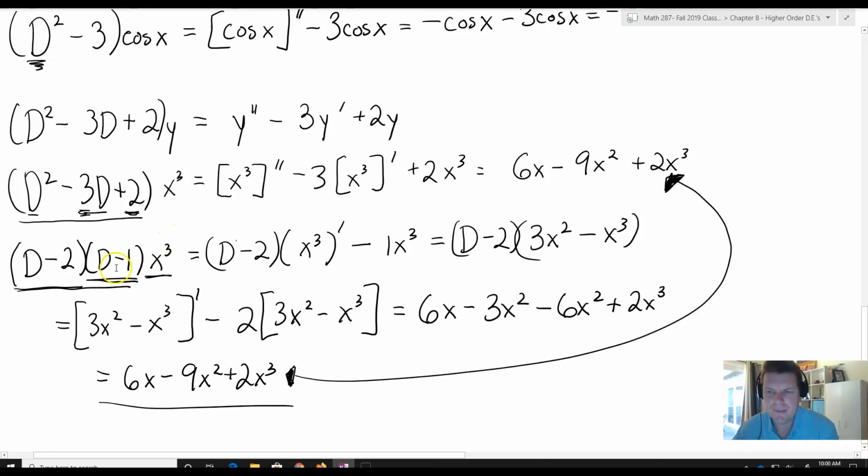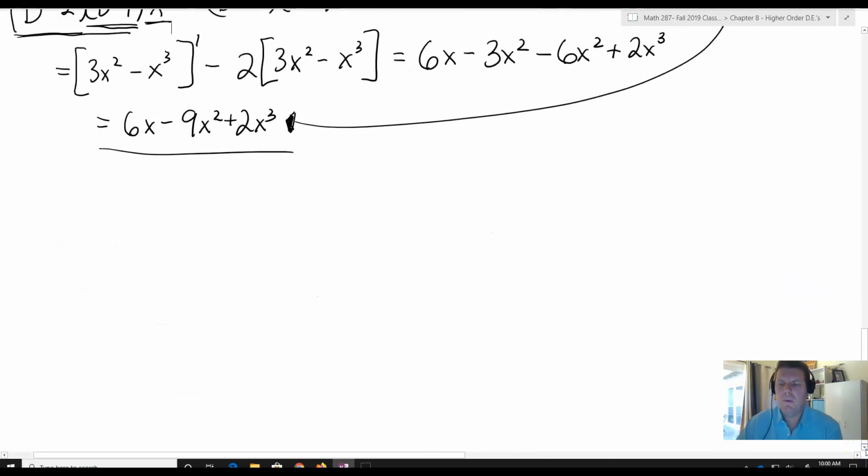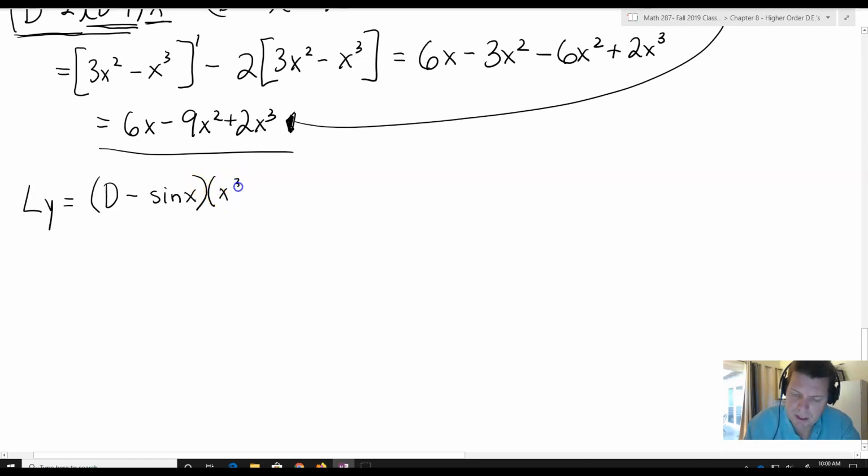These are differential equations. Now I said that this was different from doing something where we don't have constant coefficients. So let's say we have Ly equals, and we'll now combine our differential operators: D minus sine x, and we're going to operate on, for example, x cubed again.